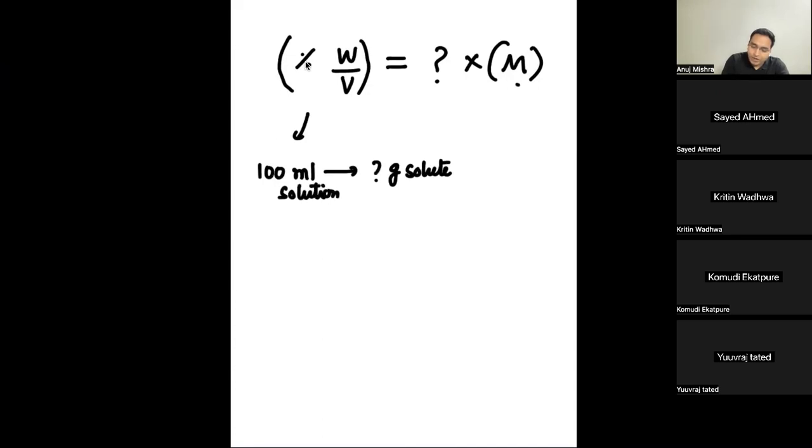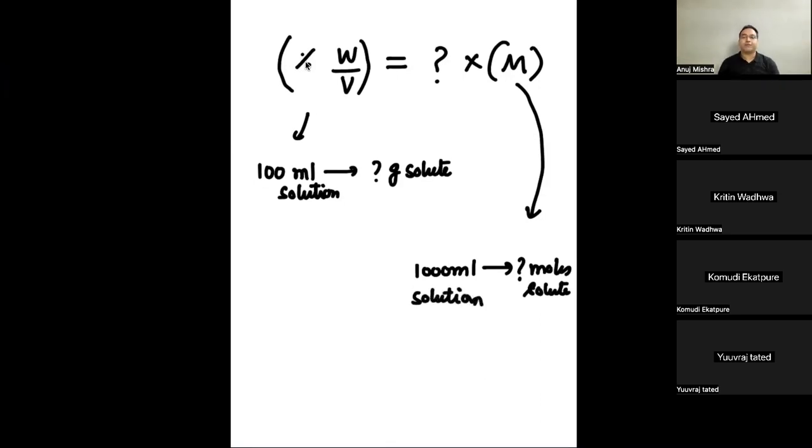Okay. How is molarity defined? Molarity is defined as: in 1000 ml, how many moles of solute? 1000 ml of what? Solution. I think these two lines are clear. Use this and try to answer.